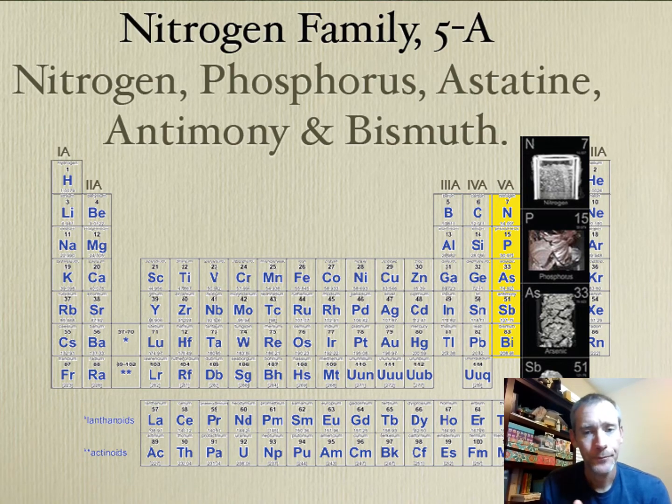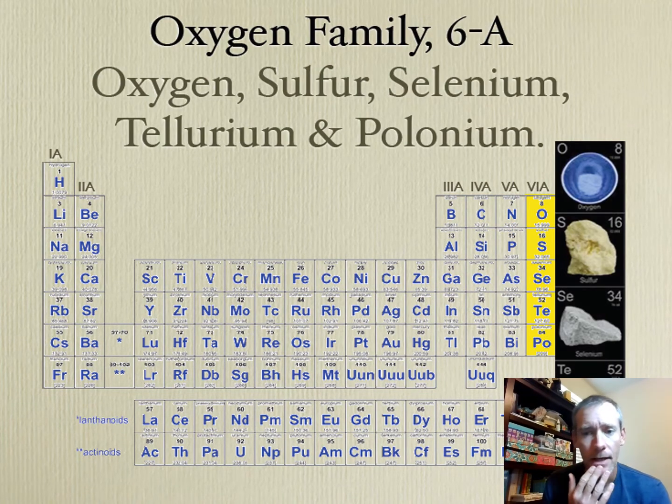Nitrogen group: nitrogen, phosphorus, arsenic, antimony, and bismuth. Again, it has some nonmetals, which are nitrogen and phosphorus. You have metalloids like arsenic and antimony, and then a metal, bismuth. Oxygen group: oxygen, sulfur, selenium, tellurium, and polonium all have 6 valence electrons normally.